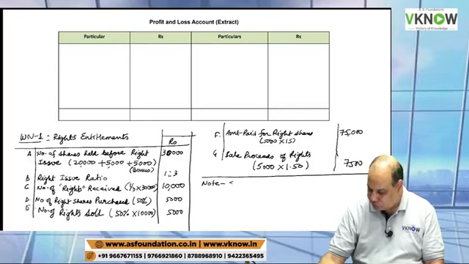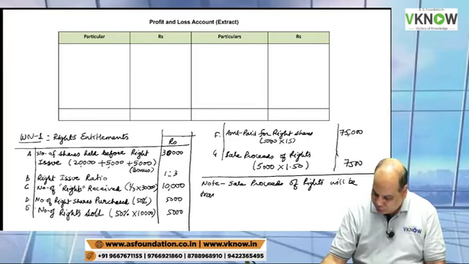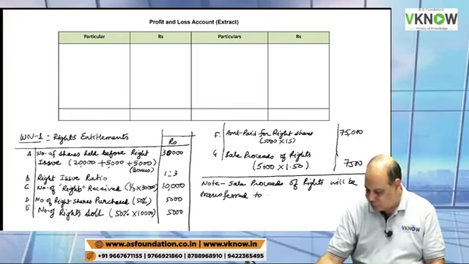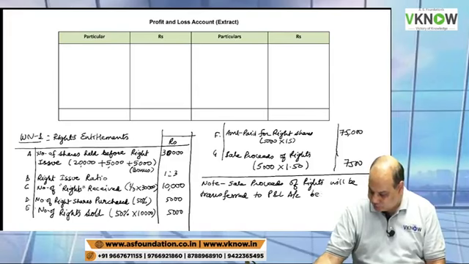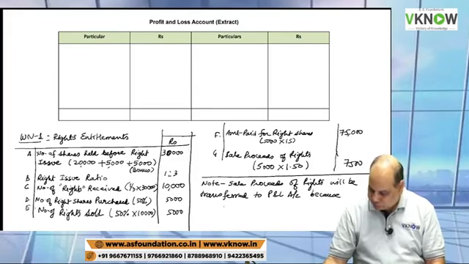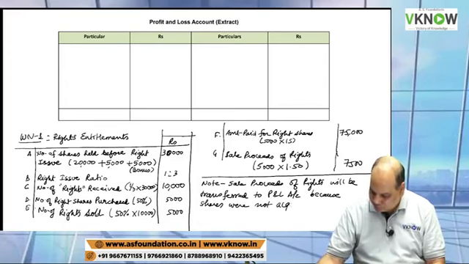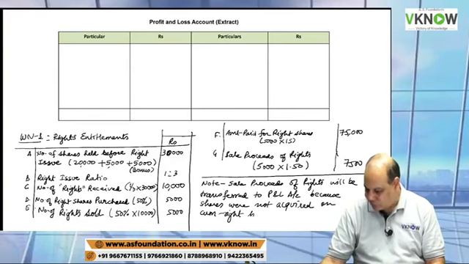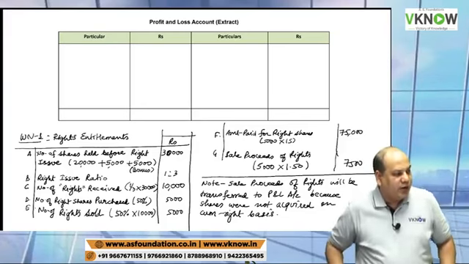Note: sale proceeds of rights will be transferred to P&L account, because shares were not acquired on cum right basis.